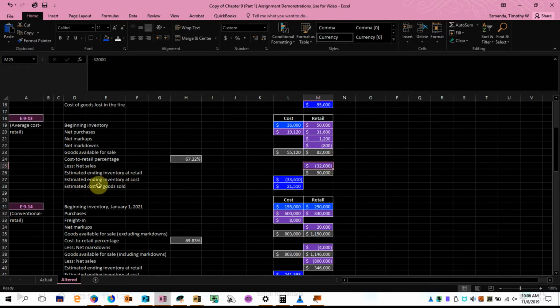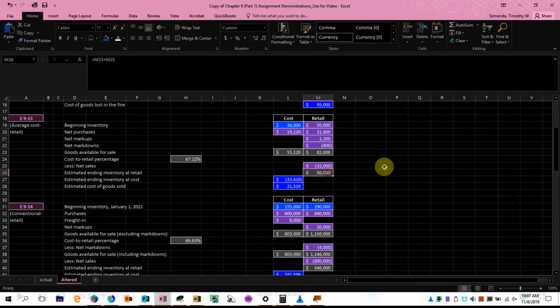Then we can determine our estimated ending inventory at retail. That'll be the 82,000 minus 32,000. So this is our ending inventory at retail, but we want to know what our ending inventory at cost is. And that gets to our final answers in this question.